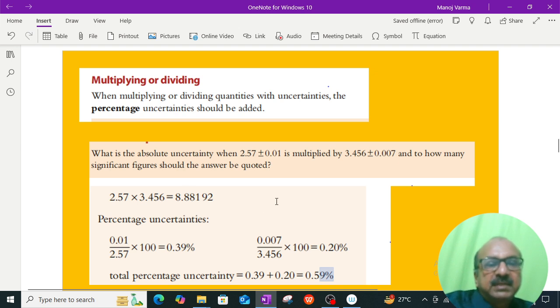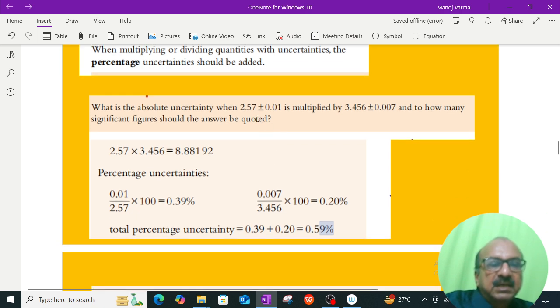Now let us calculate the percentage uncertainty associated with each one. The percentage uncertainty associated with the first value is 0.01 over 2.57 times 100, which is 0.39%, and the percentage uncertainty associated with the second number is 0.007 over 3.456 times 100, which is 0.20%. So the sum of the percentage uncertainties is 0.39 plus 0.20, that is 0.59%.